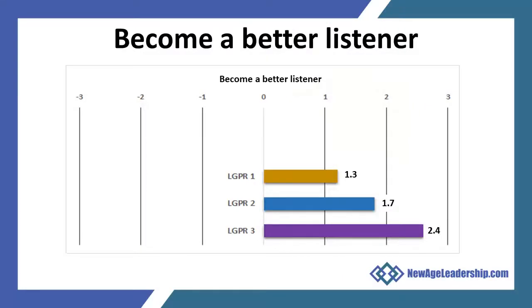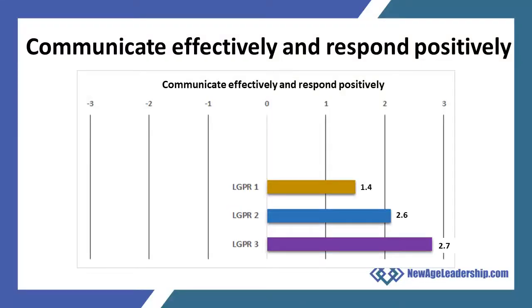And here are the results for his first improvement area, become a better listener. In the first mini survey, he received a rating of +1.3. In the second mini survey, it went up to +1.7. And in the third and final mini survey, it went all the way up to +2.4. And here are the results for his second improvement area, communicate effectively and respond positively to others. So in the first survey, he received a rating of +1.4. In the second survey, he received a rating of +2.4. And in the third and final survey, he received a rating of +2.7.